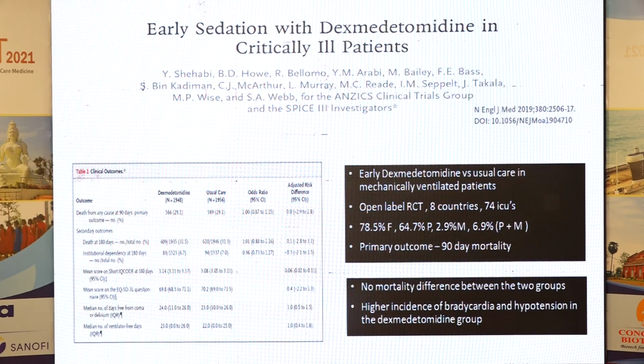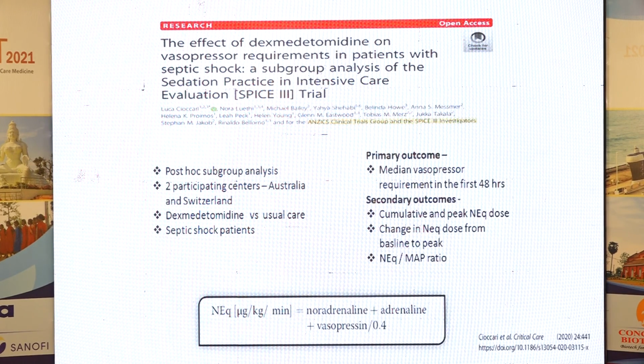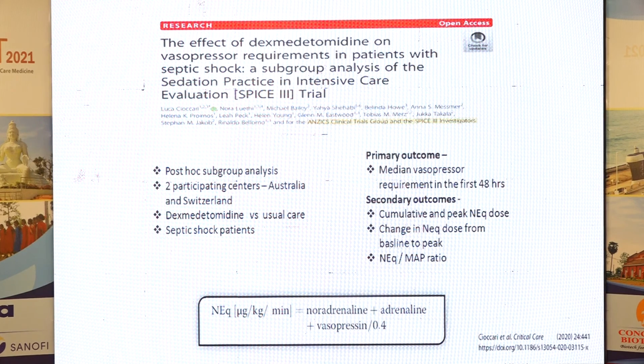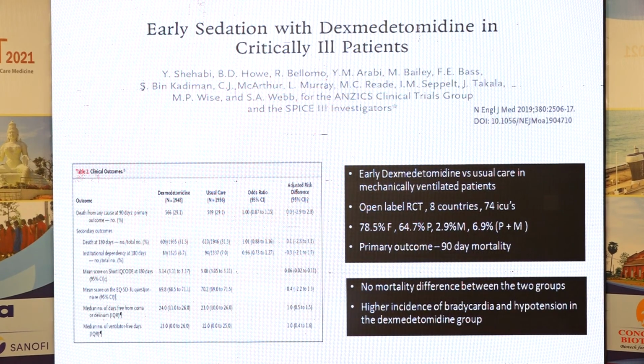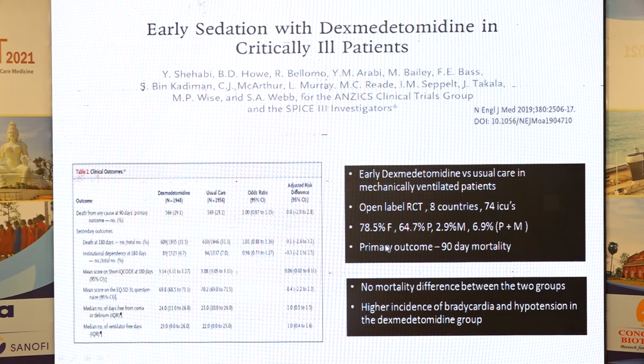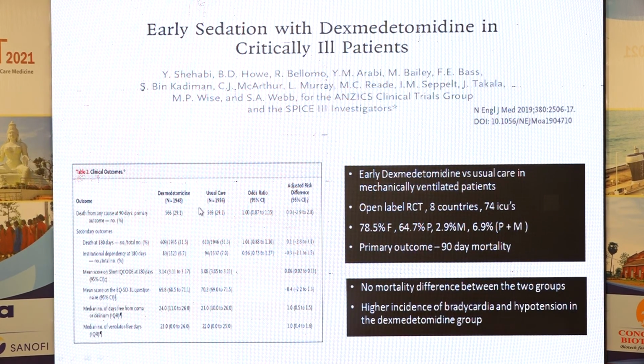Now, there was a subgroup analysis, which was published recently in 2020 by the same investigators. What they tried to do was, if you look at the original study, there were close to about 3,000 patients, about 1,950 patients in the dexam group and about 1,950 patients in the usual care group.